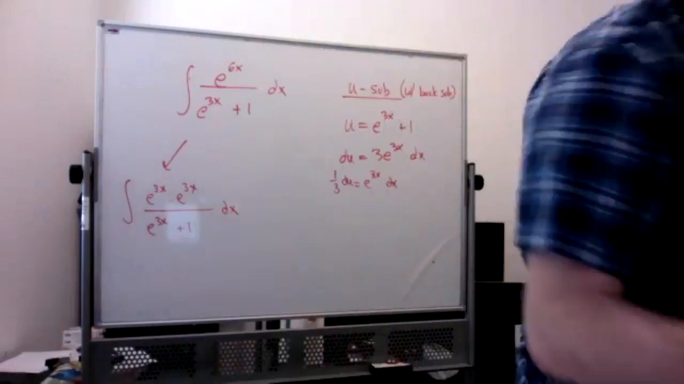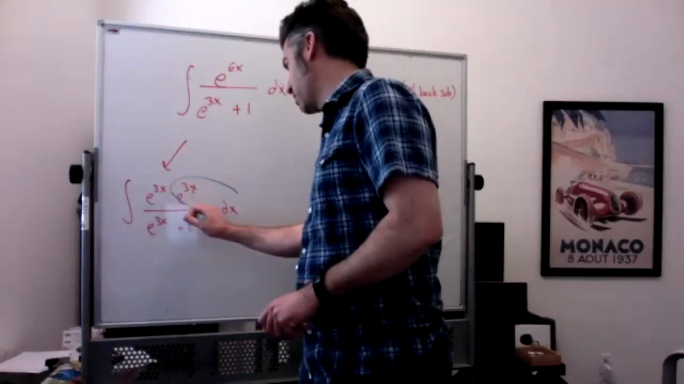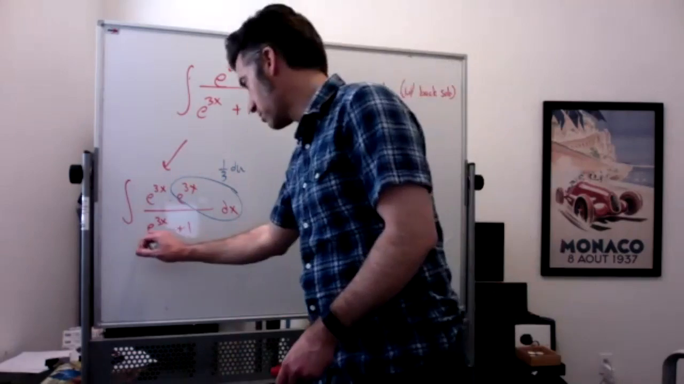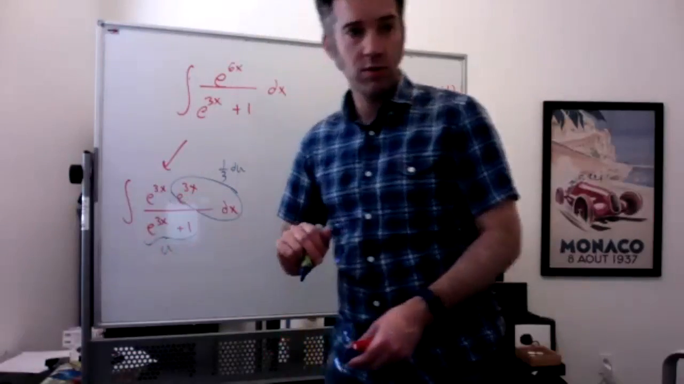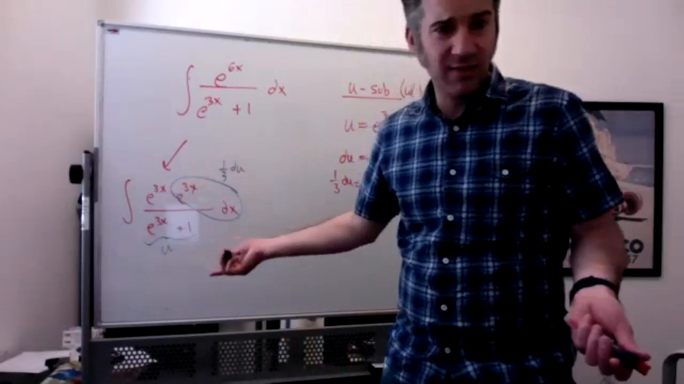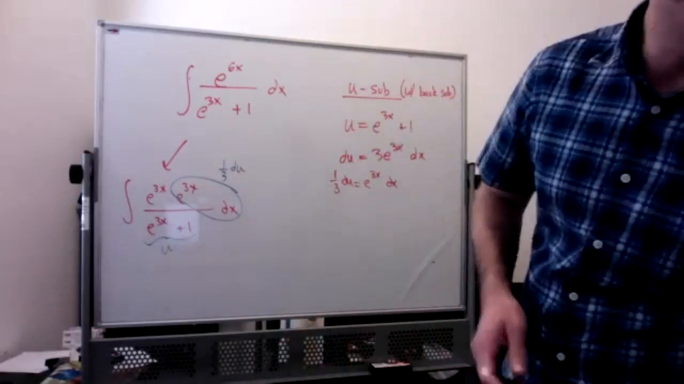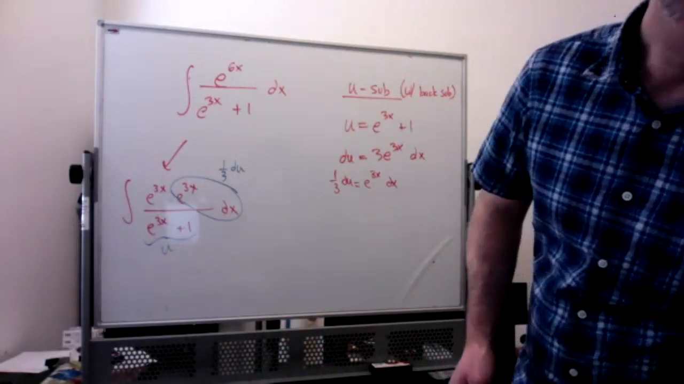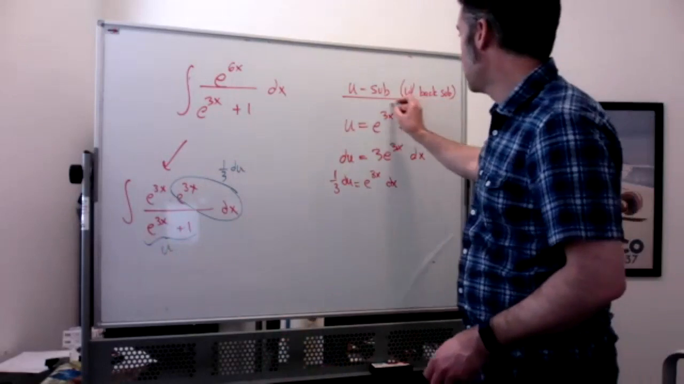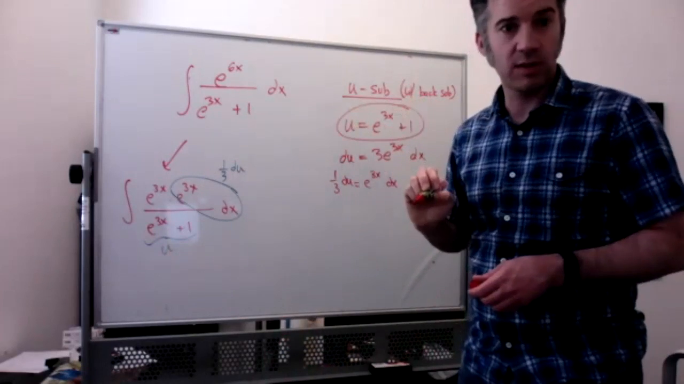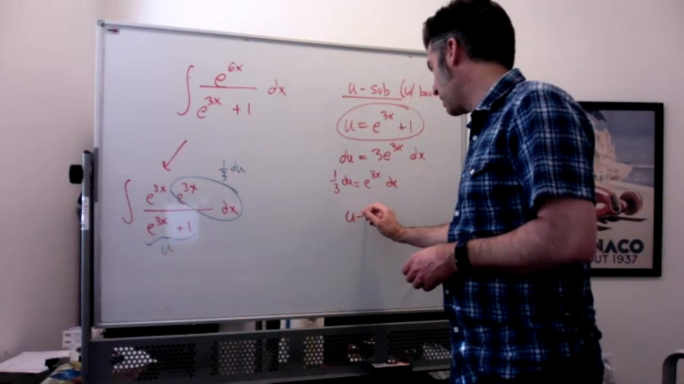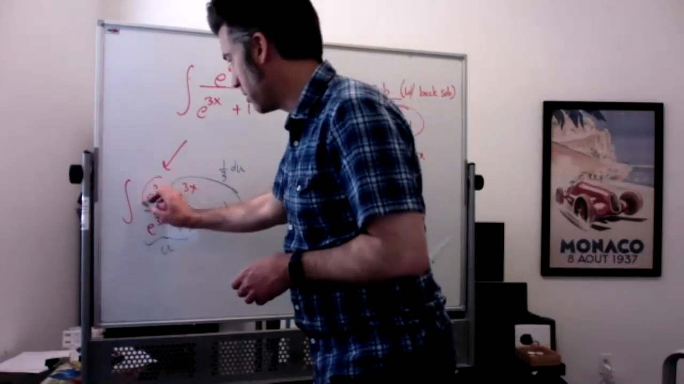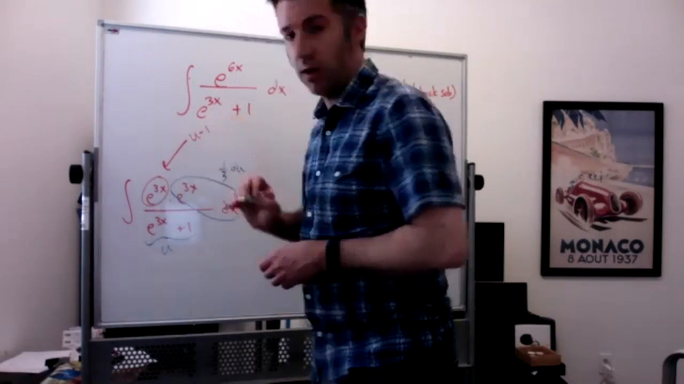And then what you can do is say, okay, there's my 1/3 du. There's my u. But what's e to the 3x? There's a leftover e to the 3x. What am I going to say e to the 3x is equal to? Well, I've got u equal to e to the 3x plus 1. So u minus 1 is equal to e to the 3x. So that right there, that's going to be u minus 1.